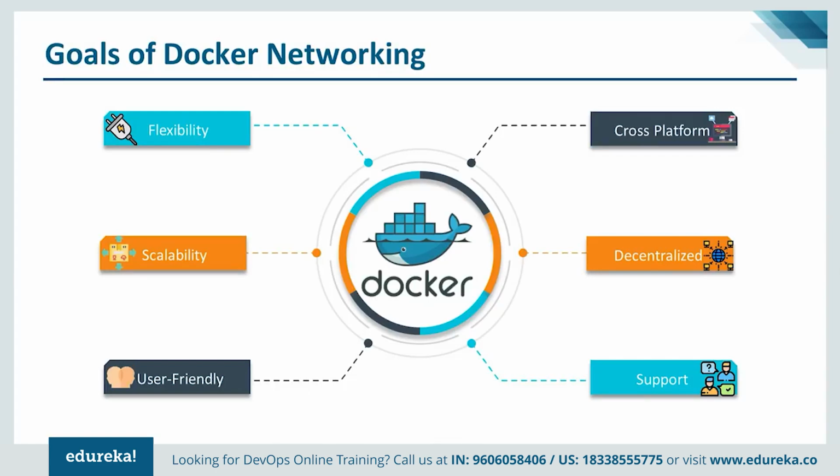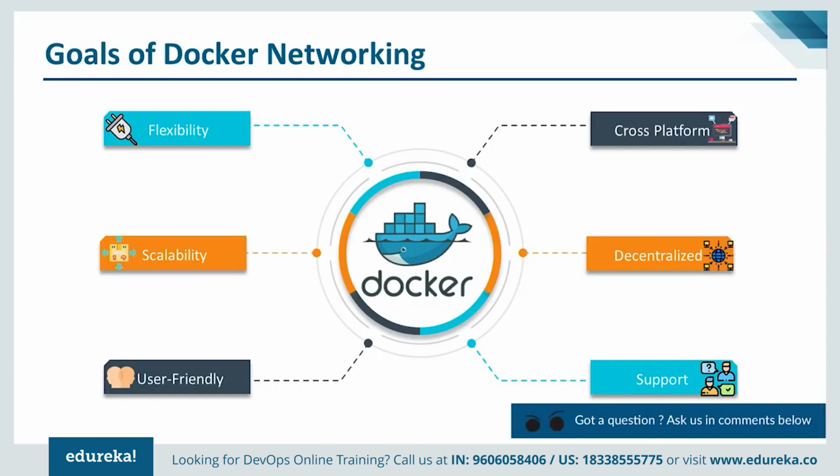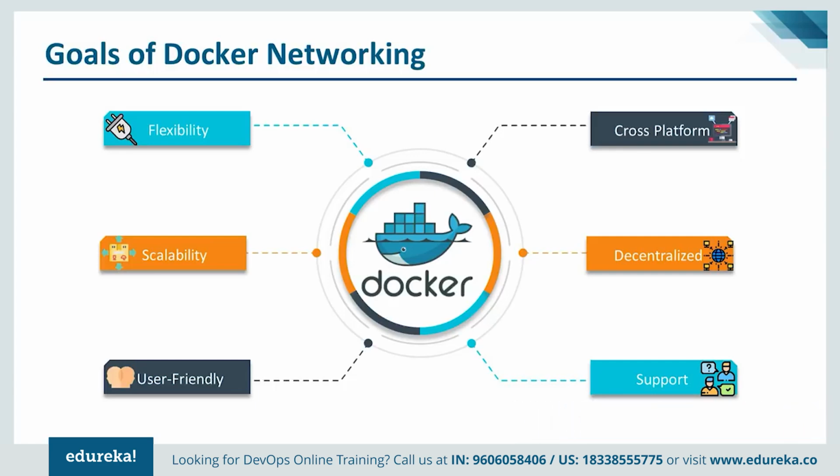Apart from offering the decentralized network, we have Docker being really user-friendly. Docker makes it really easy to automate the deployment of your services or containers, which makes things easy for you in your day-to-day life. And finally, we have Docker offering out-of-box support. The ability to use Docker Enterprise Edition and get all the functionalities easily and straightforwardly makes the Docker platform very easy to use. So those were the goals of Docker networking.